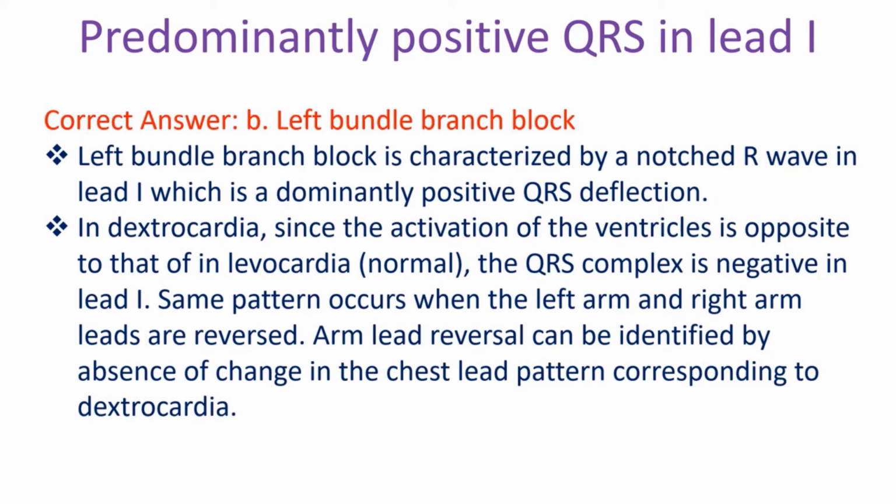Left bundle branch block is characterized by a notched R wave in lead 1, which is a dominantly positive QRS deflection. In dextrocardia, since the activation of the ventricles is opposite to that of levocardia, the QRS complex is negative in lead 1. Same pattern occurs when the left arm and right arm leads are reversed. Arm lead reversal can be identified by absence of change in chest lead pattern corresponding to dextrocardia.